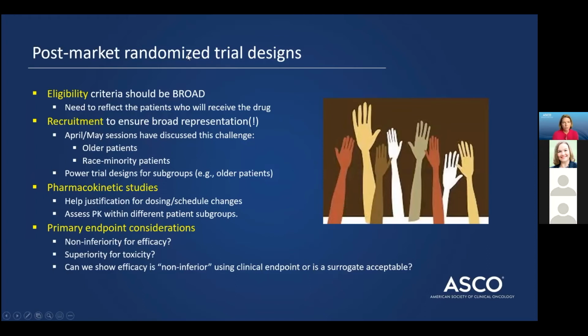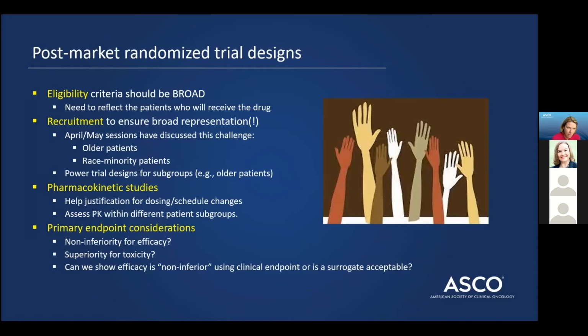It is possible to do post-market randomized trials. One of the things that I think a lot of people advocate for in this setting, especially patient advocates, is to ensure that eligibility criteria will be broad. One of the really important things in this setting would be to ensure that the patients enrolled in the trial reflect the patients who receive the drug in the quote real world. That doesn't sometimes happen in the pre-market setting. And it's something that at ASCO especially, we really advocate for, trying to keep eligibility broad.